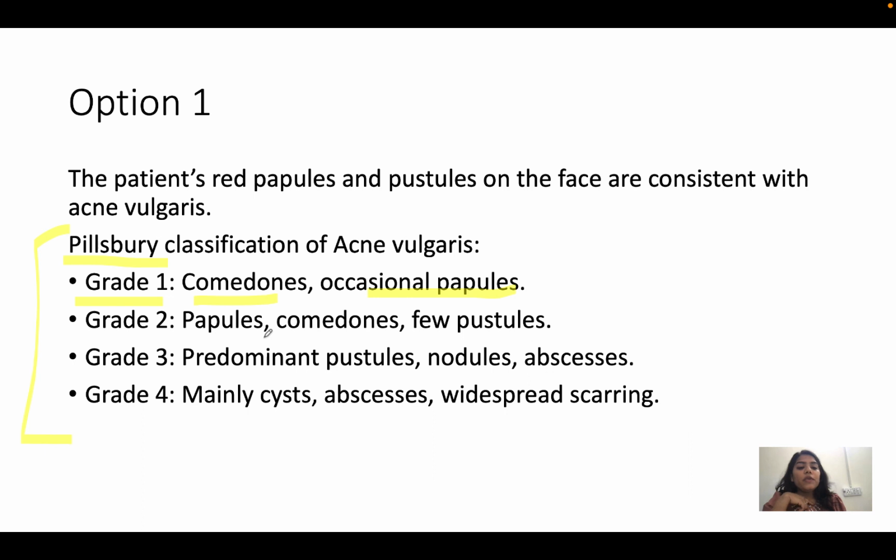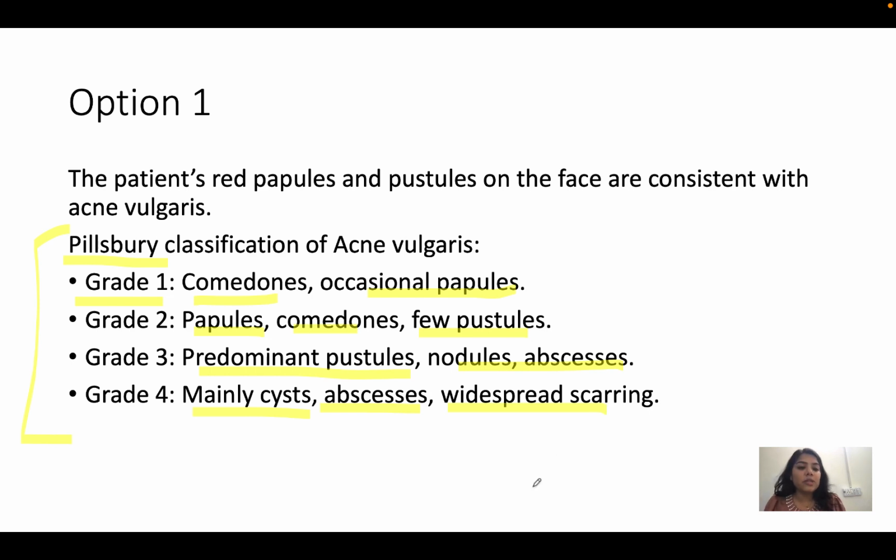In grade 2, you would see the things you see in grade 1, and in addition you would see more papules. Comedones are seen because they are seen in a lesser grade also, and you would see fewer pustules. So you would see comedones, papules and few pustules. In grade 3, you will see things seen in grades 1 and 2, which are comedones, papules and pustules, but here there would be more pustules, predominantly pustular, and then you would see a few nodules and abscesses. In grade 4, you would see many nodules, cysts and abscesses, and widespread scarring.